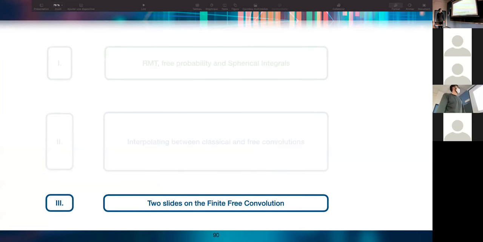Okay, and then I will conclude with one very remarkable property.